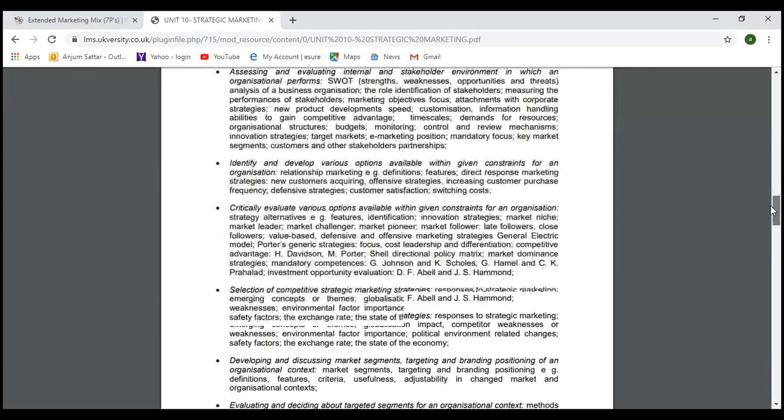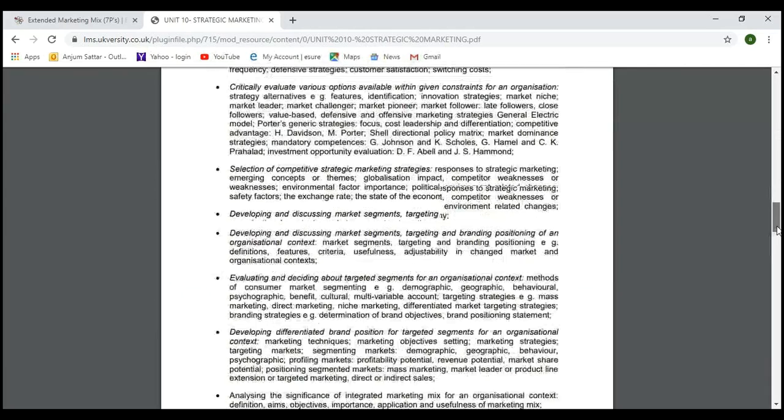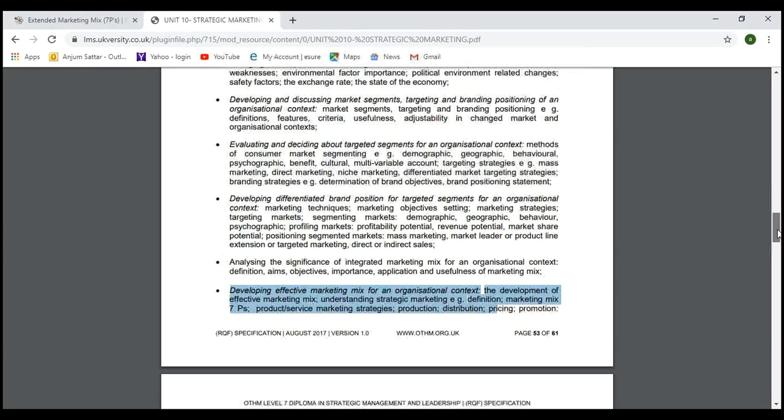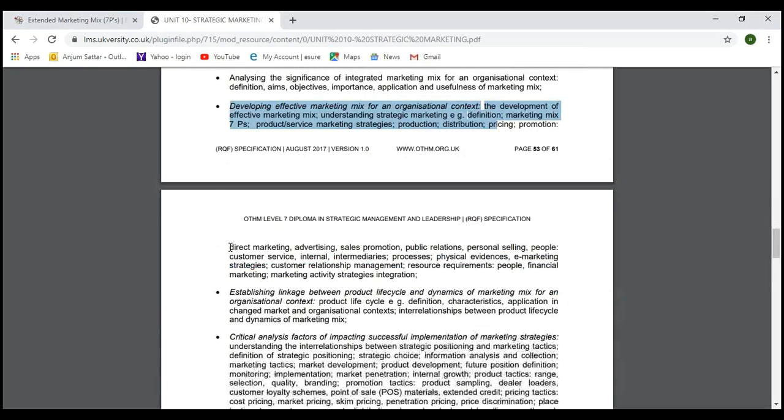Today's lesson content is always good to look around when you do your assignments. You need to analyze the significance of integrated marketing, developing a marketing mix, and how the marketing mix is changing fast. All of this will be the focus of the lesson. So we'll start our lesson today.